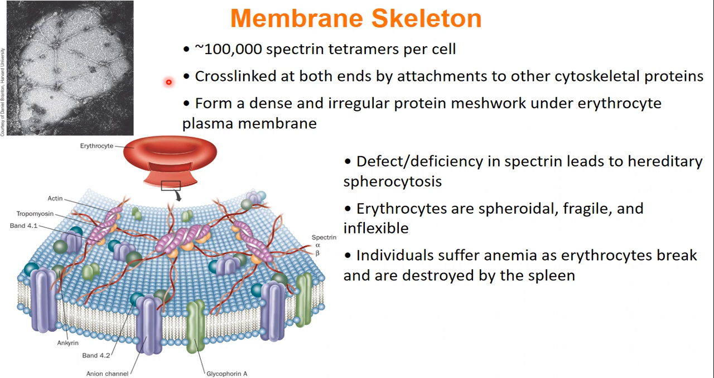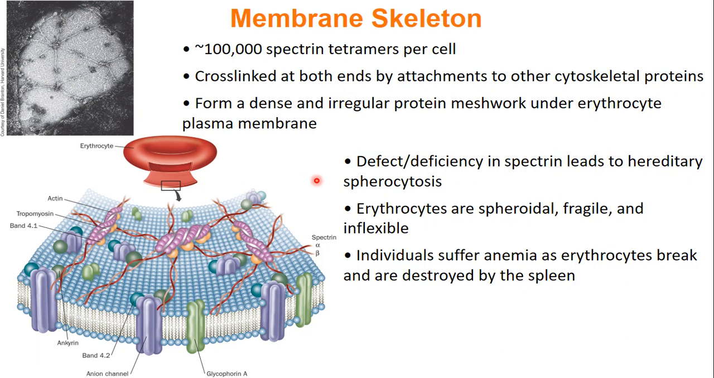Now, continue looking at this membrane skeleton. You roughly have 100,000 of these Spectrin tetramers per cell, and these are cross-linked at both ends by attaching to other cytoskeleton proteins. Here we have a diagram of that. You can see Spectrin, and here at the cross we are cross-linked here, cross-linked here. Here's what it actually looks like, and you can see your Spectrin little skeletons right there. This is a dense and irregular meshwork, so there's not really a pattern here.